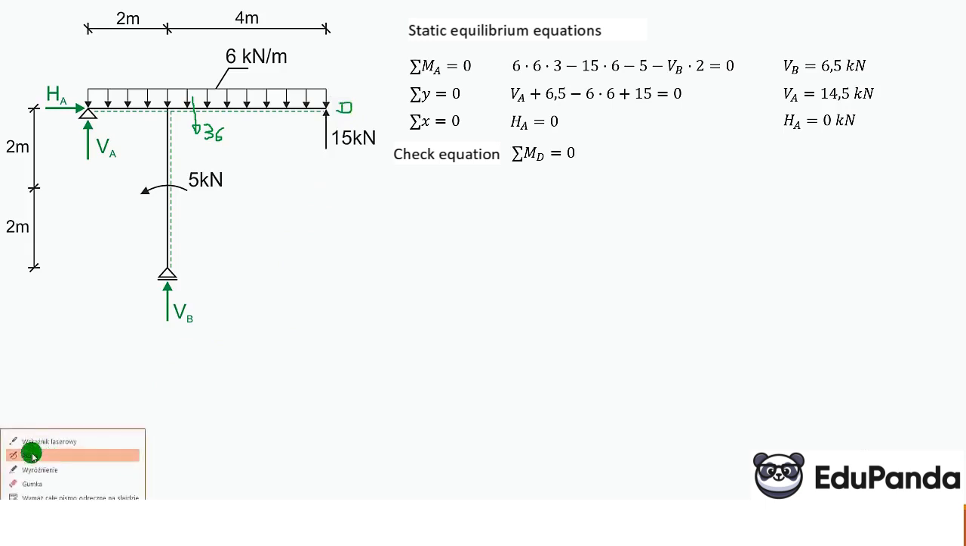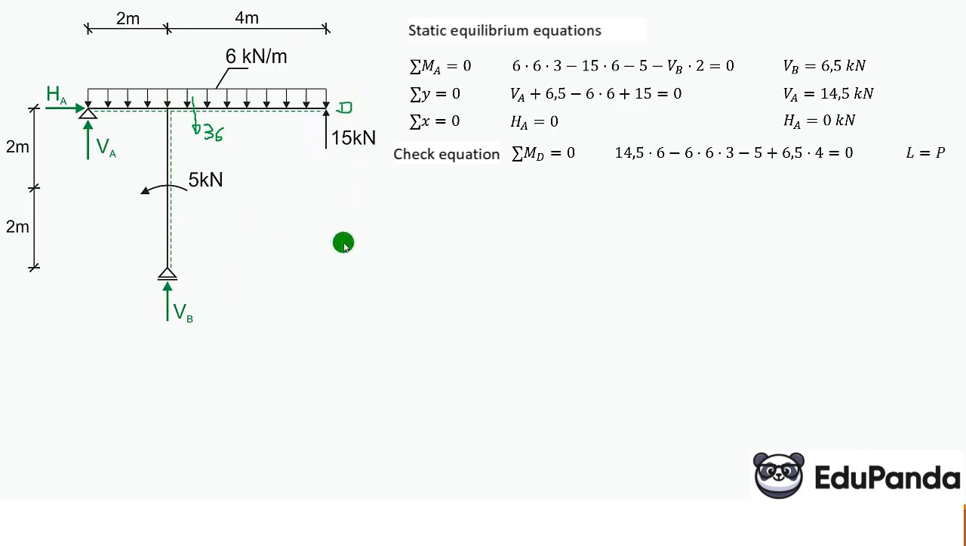So the sum of moments at this point should equal 0. And we have reaction VA, which is 14.5 at an arm of 6 meters, clockwise, which is positive, minus the continuous load, 6 times 6 resultant times 3 arm acting counterclockwise, that is negative, minus moment 5, and plus reaction VB, that is 6.5 clockwise on an arm of 4 meters. And indeed, after calculating, the left equals the right, meaning it results in 0 equals 0.